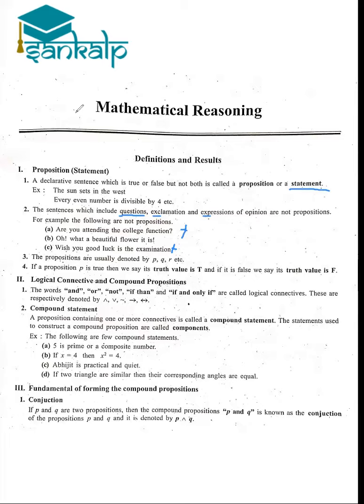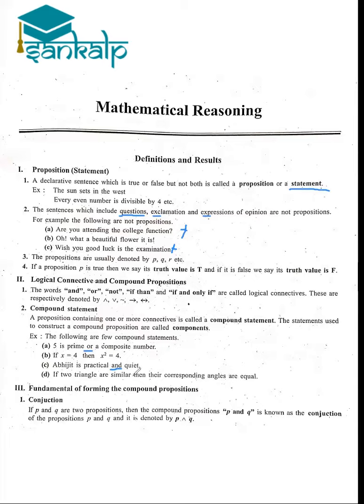When we connect two or three such sentences with the help of these connectives, it forms a compound statement. Example: pi is prime or a composite number. We have used the connective or. If x is equal to 4, then x square is equal to 4. Abhijit is practical and quiet. So and is the connective. If two triangles are similar, then their corresponding angles are equal.